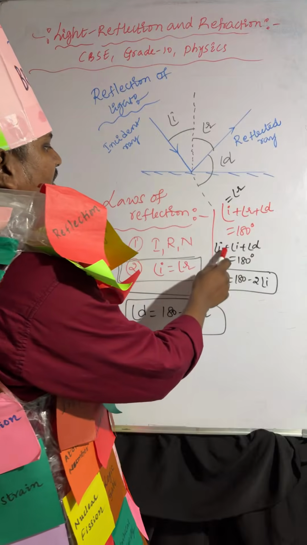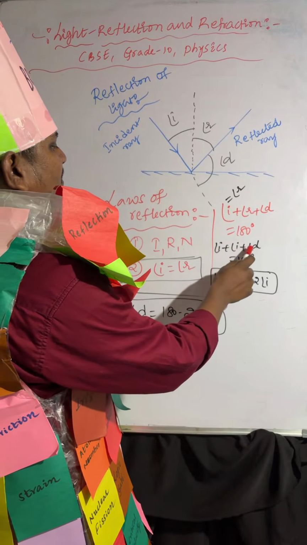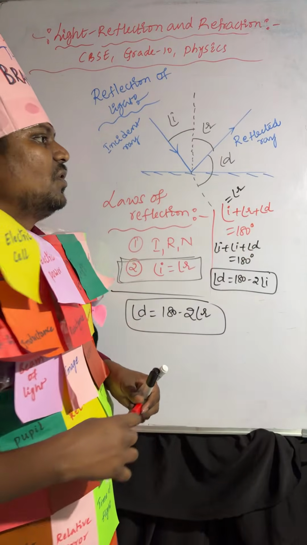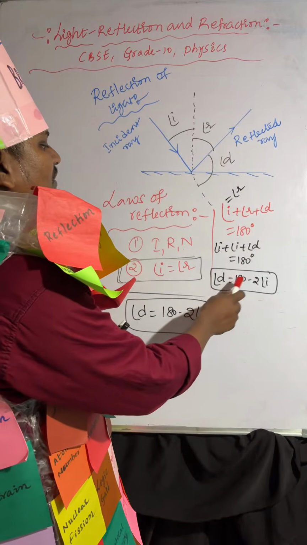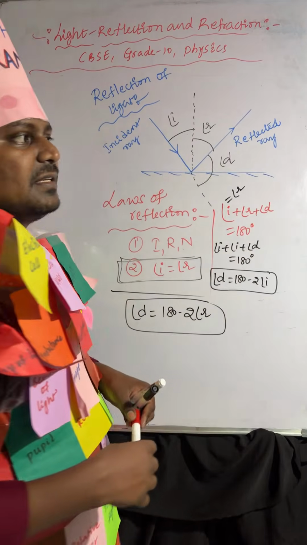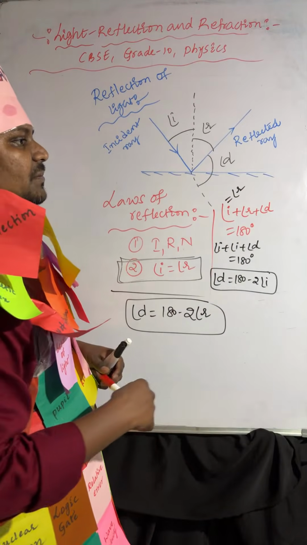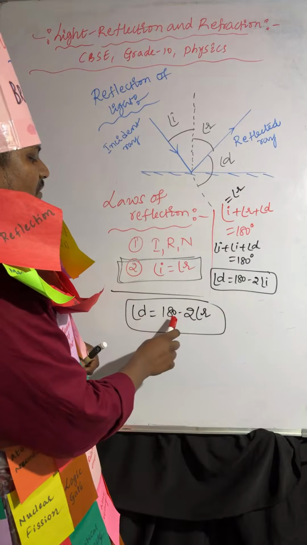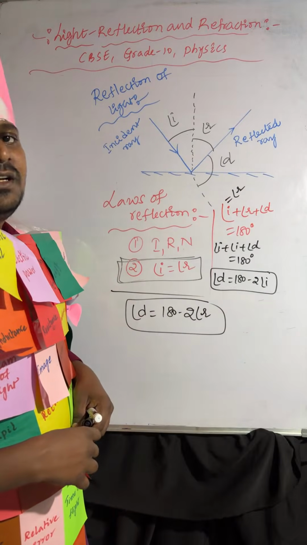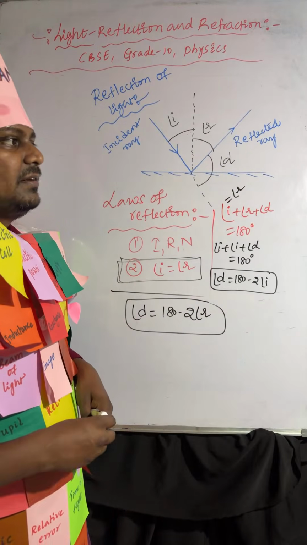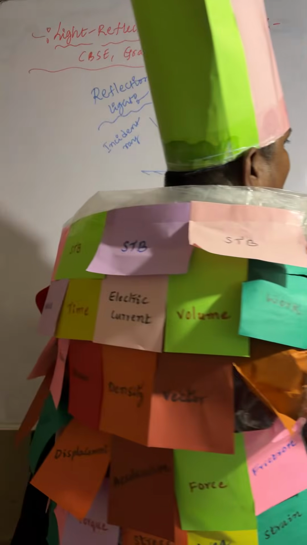Since angle of incidence is equal to angle of reflection, here you can take angle of incidence plus angle of incidence plus angle of deviation equals 180 degrees. So angle of deviation equals 180 minus 2 angle of incidence. Instead of angle of incidence, if I write angle of reflection, I get angle of deviation equals 180 minus 2 angle of reflection. Is it clear?